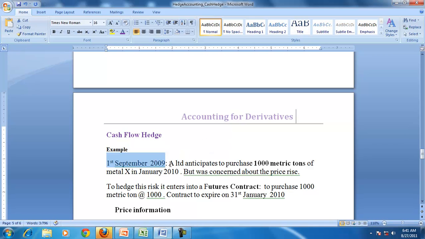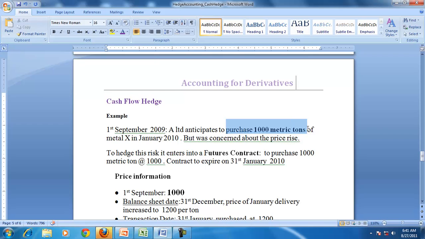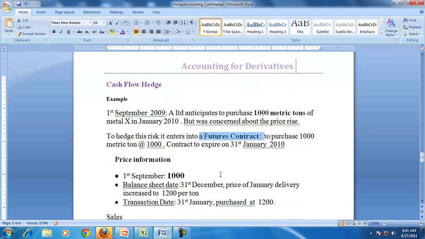Suppose on 1st September A Limited anticipates to purchase 1000 metric tons of metal X. It's not an actual transaction, it has not happened. It's an unrecognized transaction, but A Limited was concerned about the price rise. So this anticipated transaction is a hedge item that can be hedged. To hedge this risk, the risk of the cash flow, because if the price changes, the cash flow may change, it enters into a derivative, a futures contract, to purchase 1000 metric tons at the rate of 1000, and this contract will expire on 31st January. So till 31st January, A Limited can buy the goods at 1000.